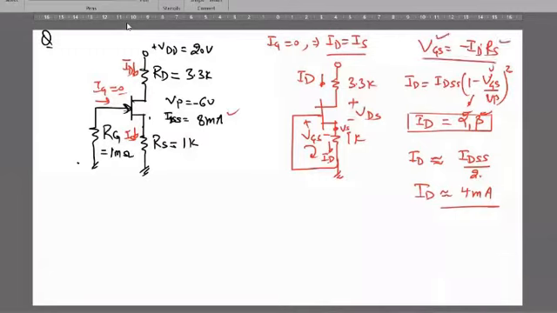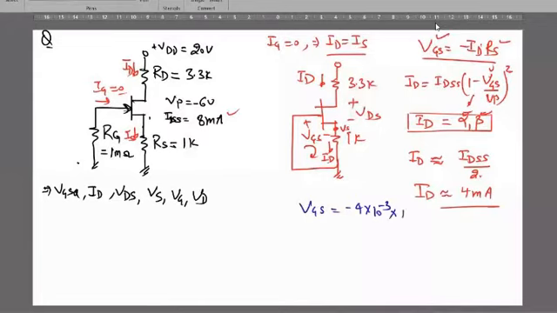Fine. So here you have to calculate some parameters like VGS, IDQ, VDS, VS, VG, and VD. These parameters you have to calculate. Fine. And so you have calculated VGS. VGS equals 0 minus 4 into 10 raised to the power minus 3 into RS, which is 1 kilo ohm, 10 raised to the power 3. So VGS is minus 4 volt. I don't think there is any problem now.